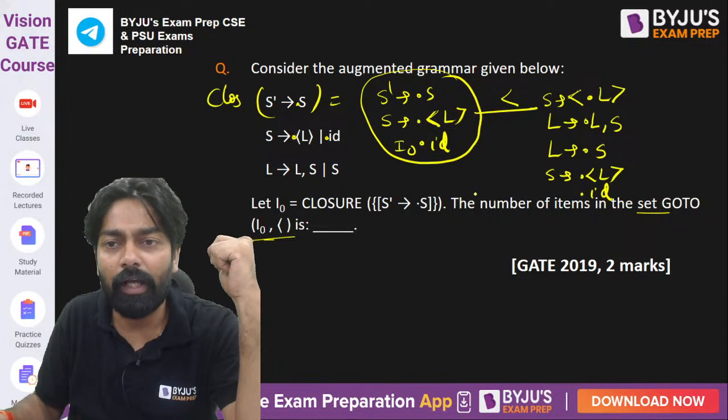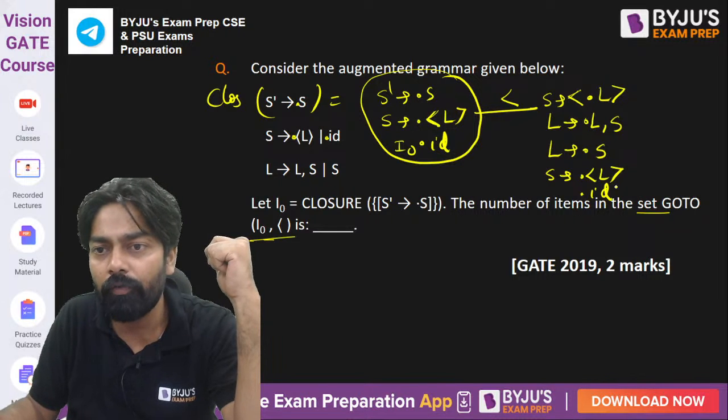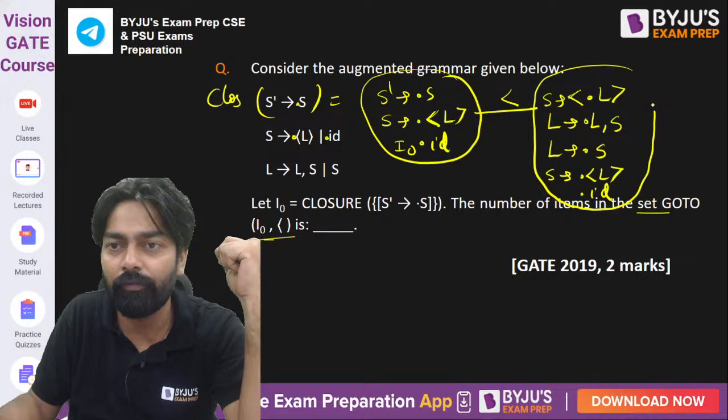So how many items are there? 1, 2, 3, 4, 5. Five items are there. So you can say 5 items.